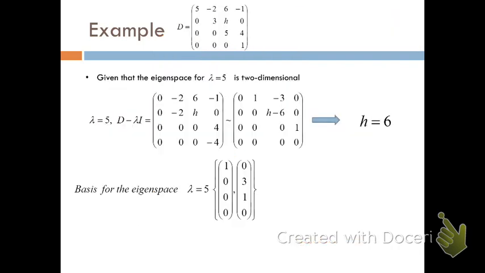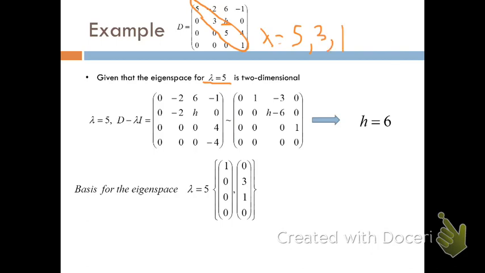Let's look at the example that we did on the in-class assignment in class. For this problem, we were given this matrix D that had an h in it. And we were asked to find h, given that the eigenspace for lambda equals 5 is two-dimensional, what must h be? Since this is our triangular matrix, we see we have lambda equal to 5 with multiplicity 2, and 3, and 1.